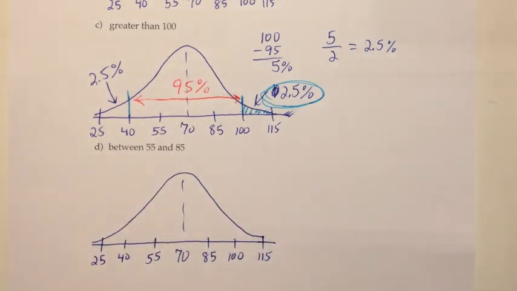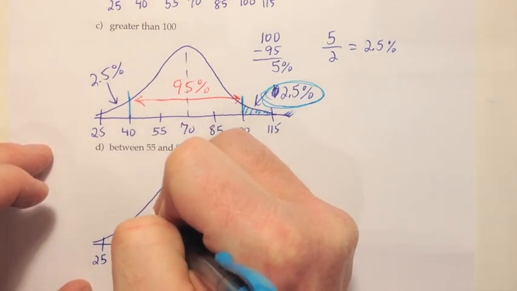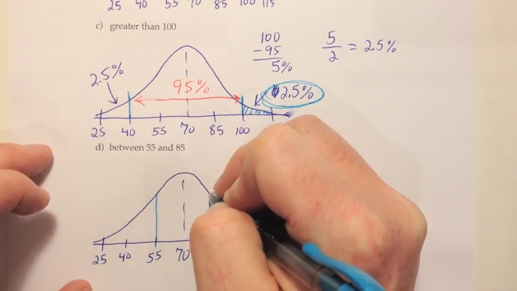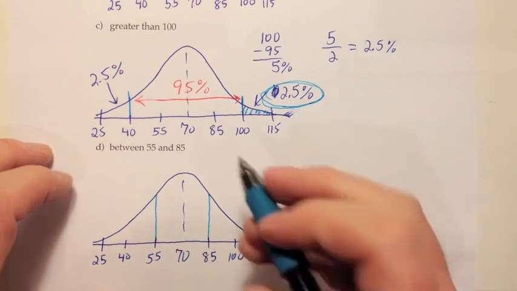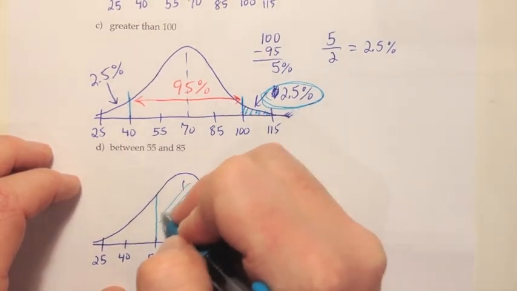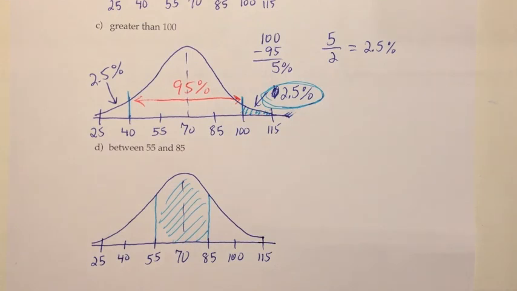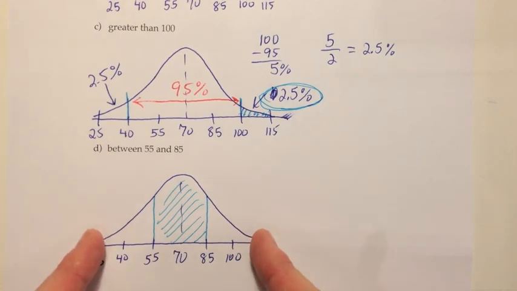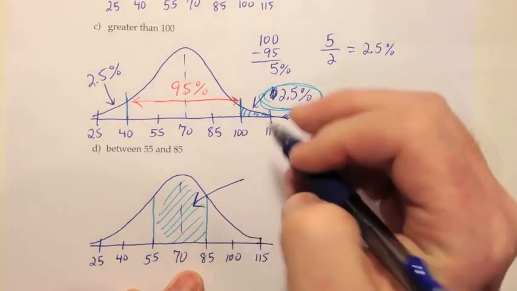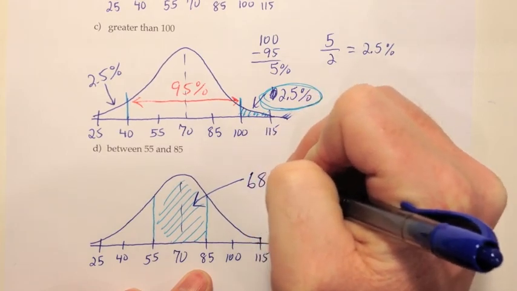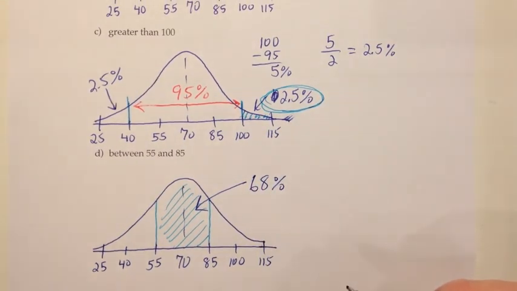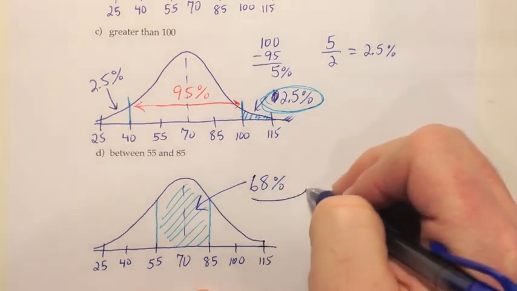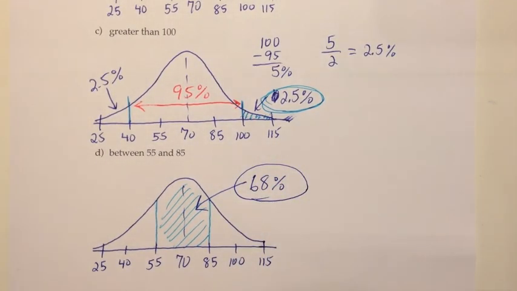And then I'm going to mark off the ones they want between 55 and 85. So 55 is here, 85 is there. And fortunately this time that's the same distance in each direction. So I said this was probably going to be the easiest one because all we really have to think about is how far did we go in each direction. And we went 1 standard deviation to the right and 1 standard deviation to the left. So according to the 68, 95, 99.7 rule, since I've only gone out 1 standard deviation on each side, that should be about 68% of the data, or in this case 68% of the heart rates that fall into that category.